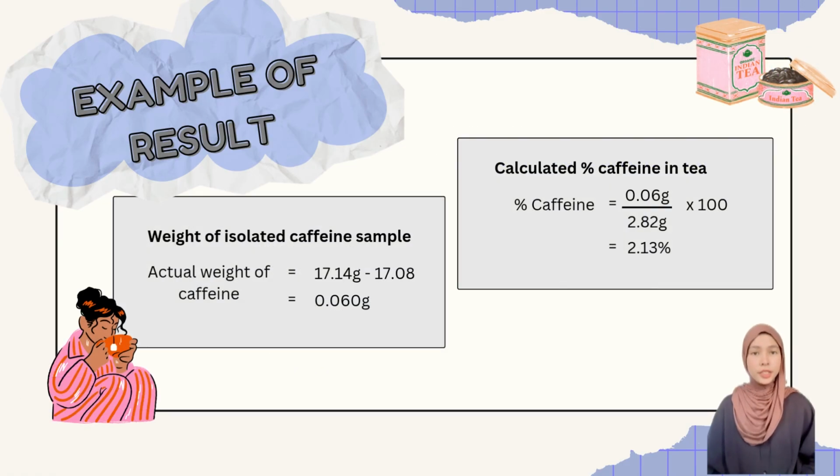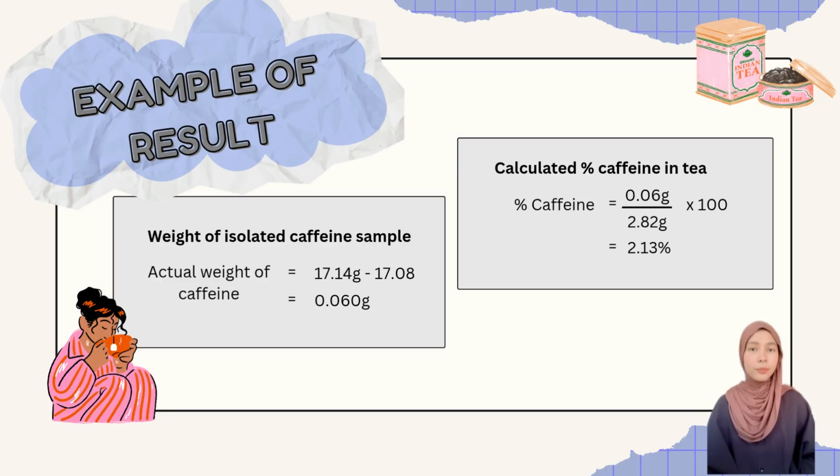Now, let's break down the step-by-step calculation. First, to calculate the weight of the isolated caffeine sample, we subtract the weight of the empty vial from the weight of the vial with the caffeine extracted, and we managed to get 0.060 gram, which is the actual weight of caffeine.